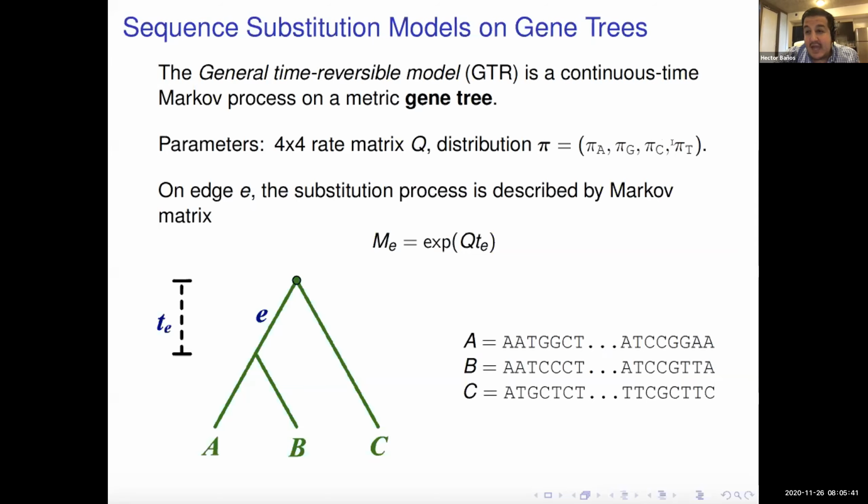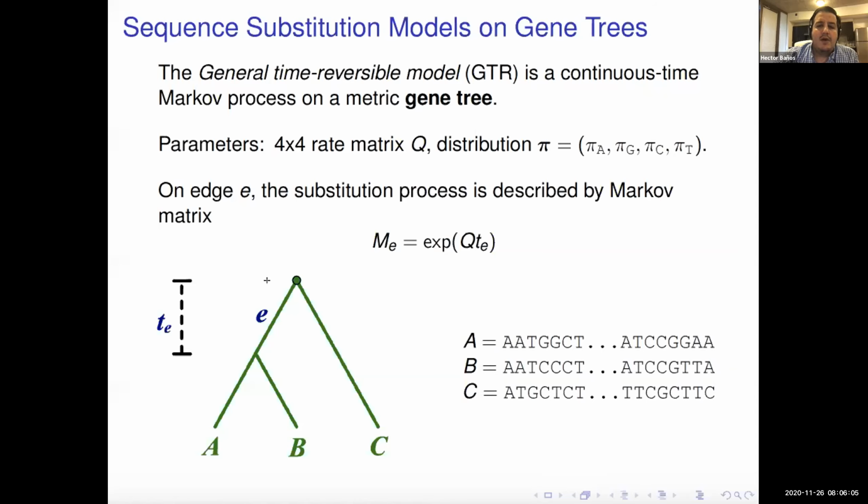And then on each edge of our gene tree, we define a Markov matrix M_e, which is the exponential of the rate matrix times the length of that edge. So this edge has length t_e, and therefore this is the Markov matrix. So the way that we can sample the sequences is we just sample a nucleotide with this distribution at the root.